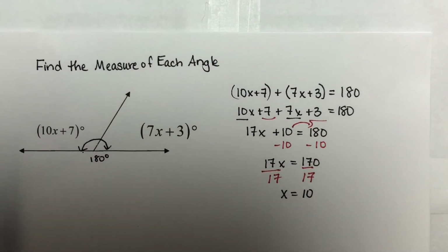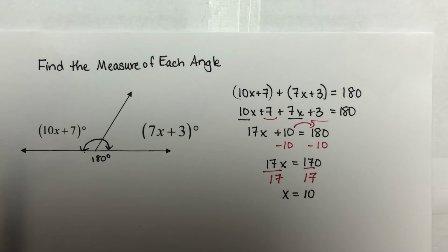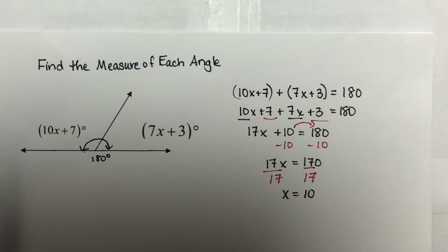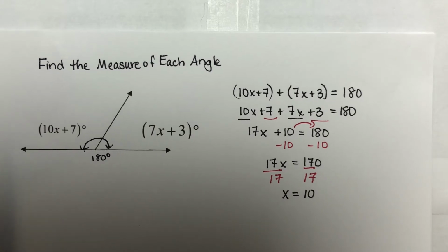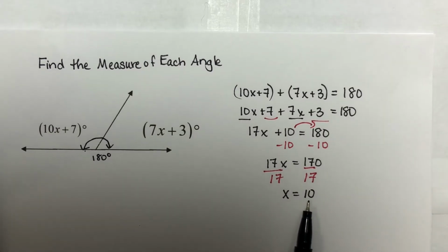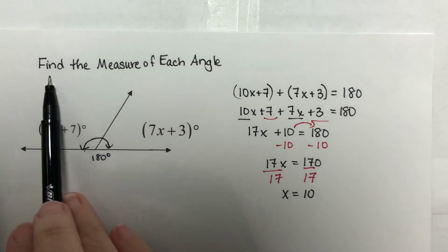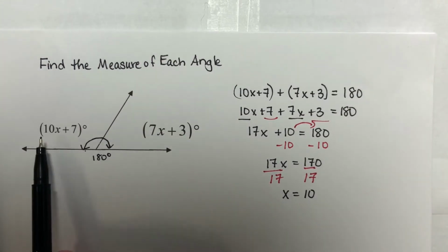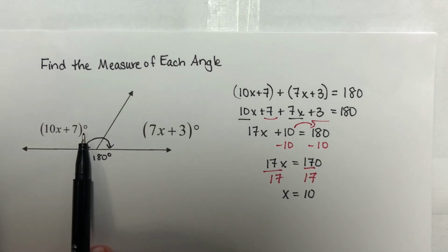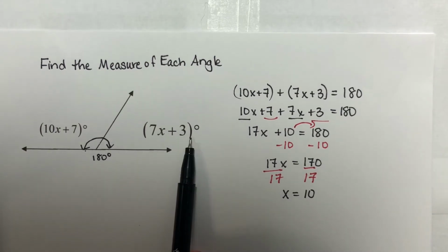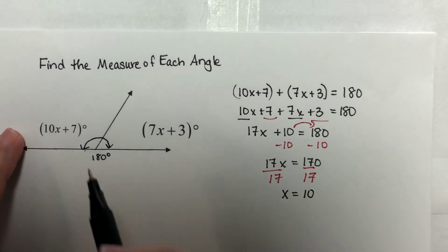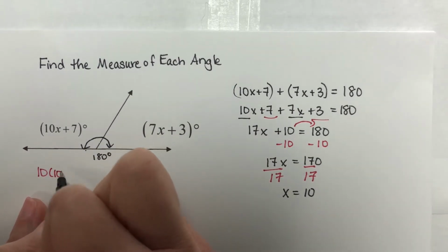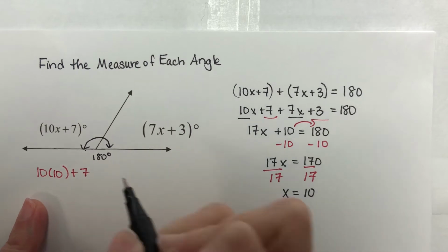Now, a lot of people stop here. We have done the hard part. We have done almost all of the algebra we need. We have found x. We were not asked to find x. We were asked to find the measure of each angle. So what I have to do is figure out what 10x plus 7 is, and figure out what 7x plus 3 is. So for this one, 10x, so 10 times 10 plus 7.